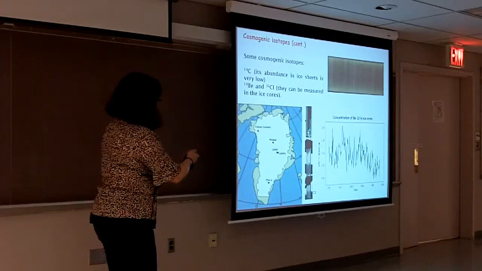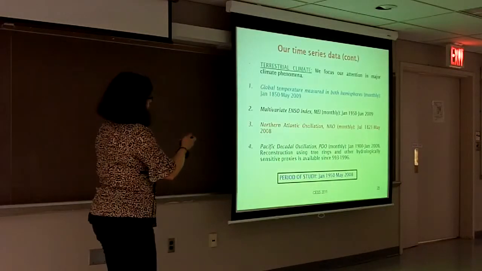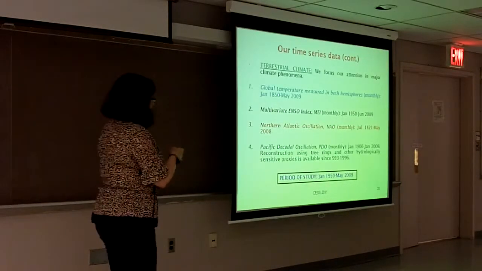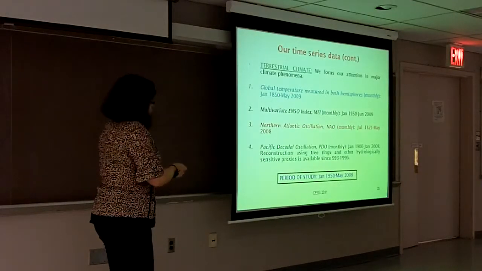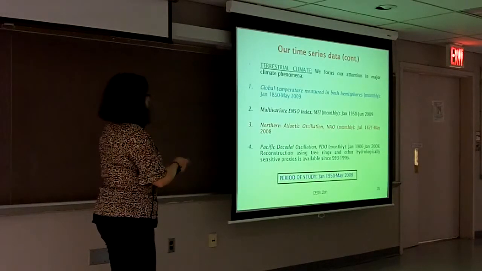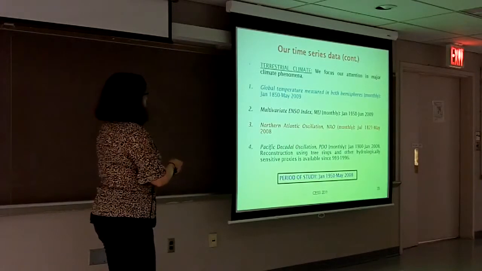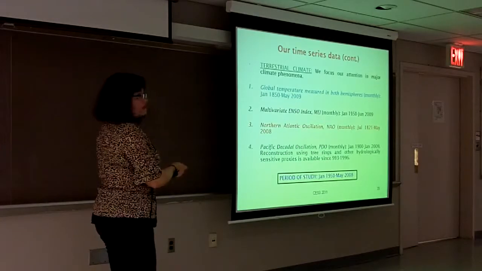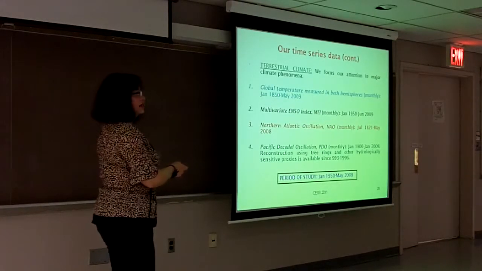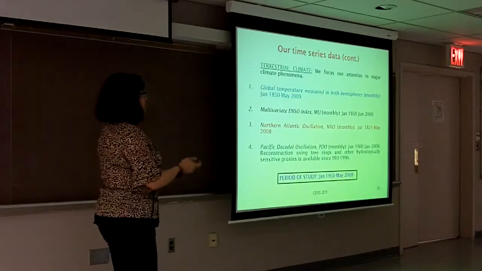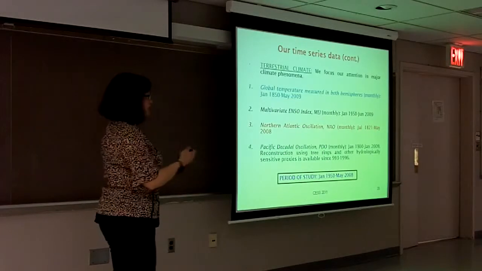So what about the terrestrial climate? We are focusing our attention at the moment on major climate phenomena, so we try to choose the best variable that can model the climate phenomena at the micro scale. We choose the global temperature in both hemispheres. Why both hemispheres? Because it seems that there is a correlation between the temperature you can measure from the northern part and the southern part. That's why we are using both.